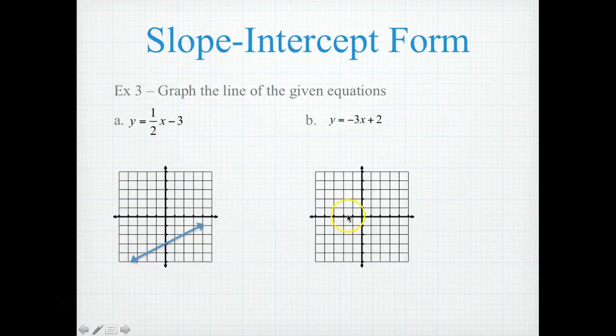For the next example, y equals negative 3x plus 2, starting with our y-intercept at positive 2, and now I need to count my slope of negative 3. I count down 3 and to the right 1, down 3 and to the right 1. And again, if you run out of room in one direction, go back to your y-intercept and count in the opposite direction. Notice a positive slope moves uphill from left to right, while a negative slope is going to move downhill from left to right.